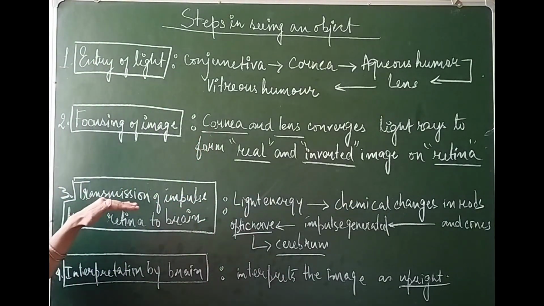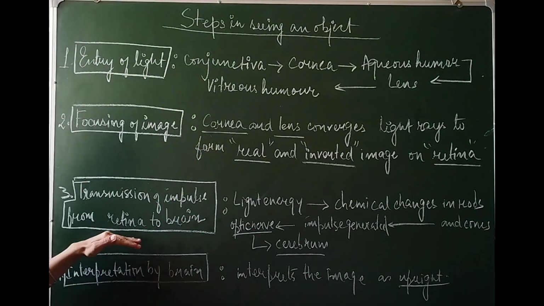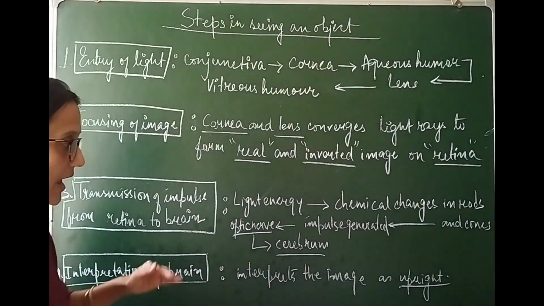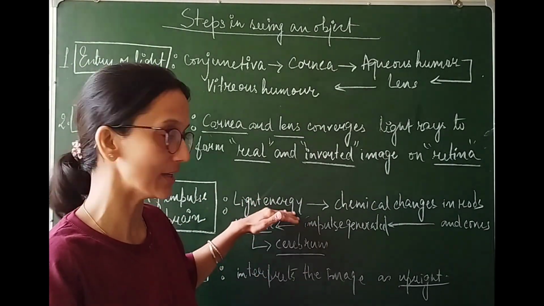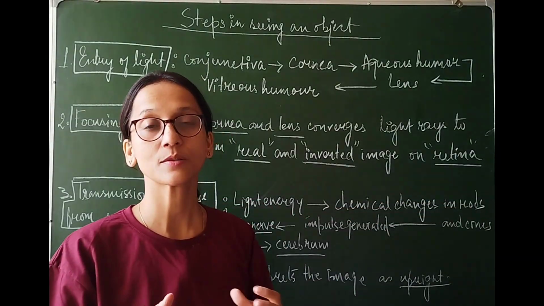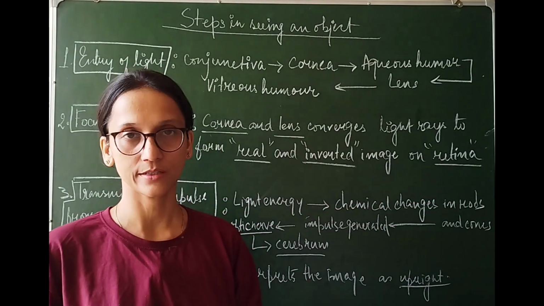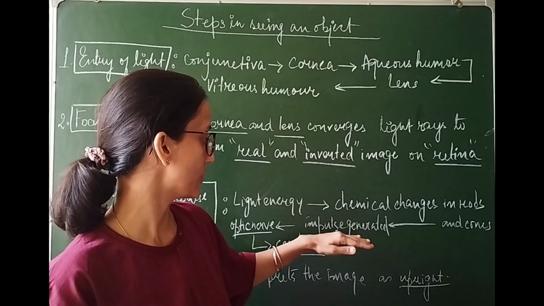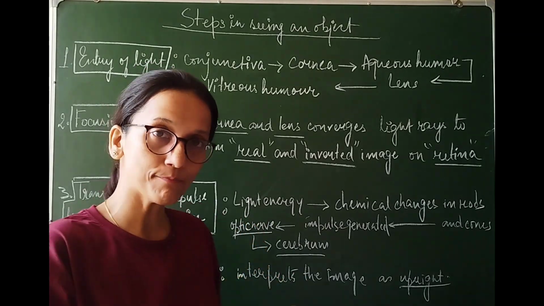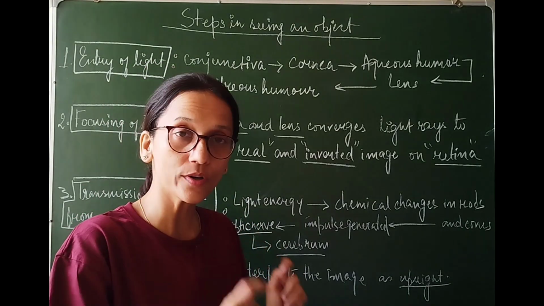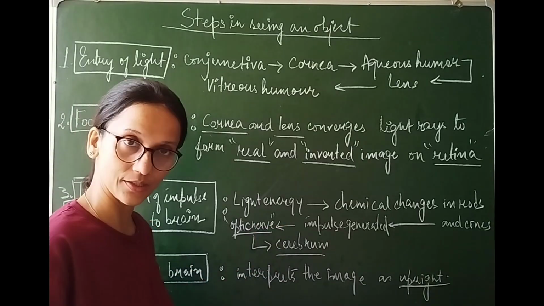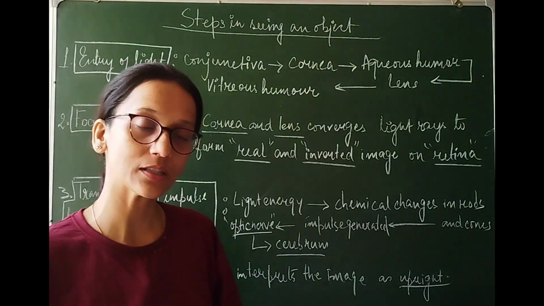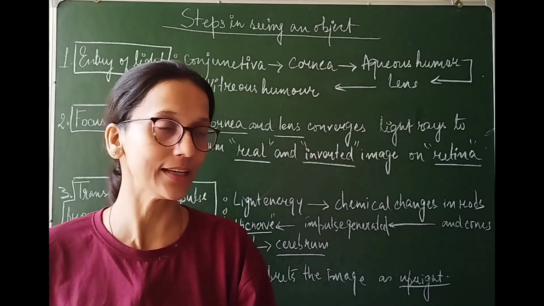Then the next step is transmission of the impulse from the retina to the brain. How is that done? As the light energy hits or comes in contact with the retina, some chemical changes are brought about in the rod cells and cone cells of the retina. These changes generate an impulse. Now the impulse will be transported. Who is going to transmit this impulse? It will be transmitted by the optic nerve. And where will it be transmitted? To the brain. But where exactly in the brain?